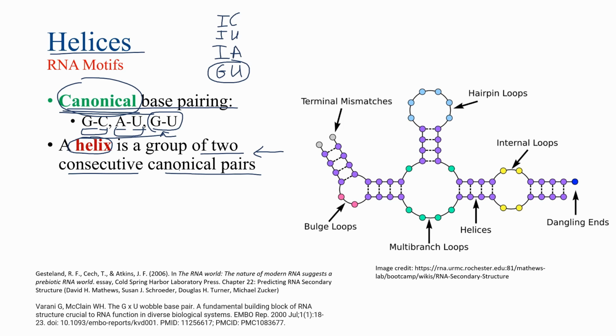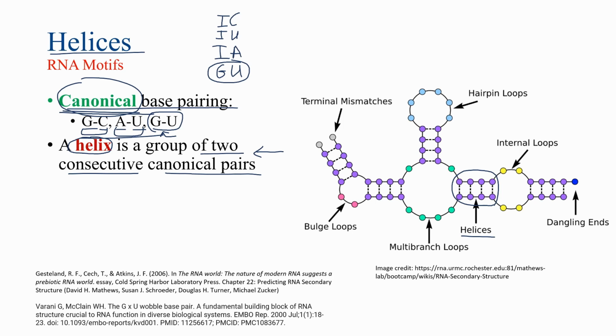This is a type of RNA motif, and it is a fundamental RNA motif that you should be familiar with. For example, here you can see helices. The helices are composed of these base pairs that you can see here. Specifically, these are canonical base pairs.